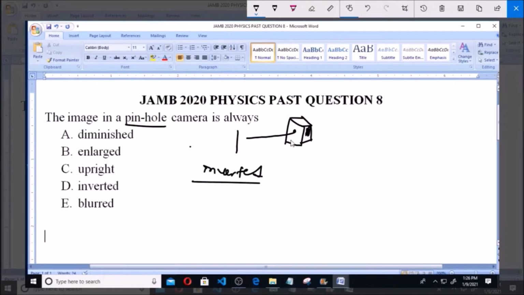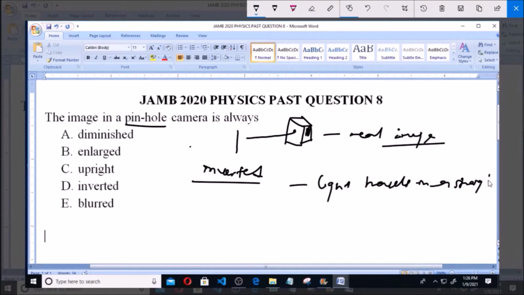It's always inverted. The image formed by a pinhole camera is a real image. And this pinhole camera works on the principle that light travels in a straight line. That is the rectilinear motion of light. So it works on the principle that light travels in a straight line.